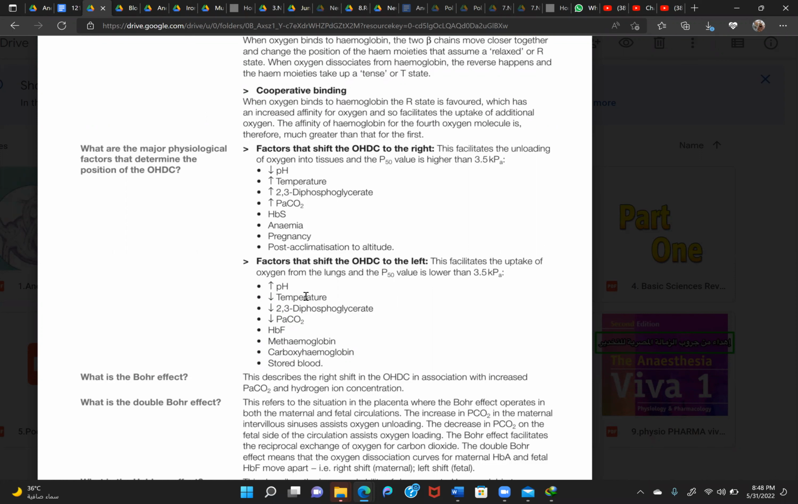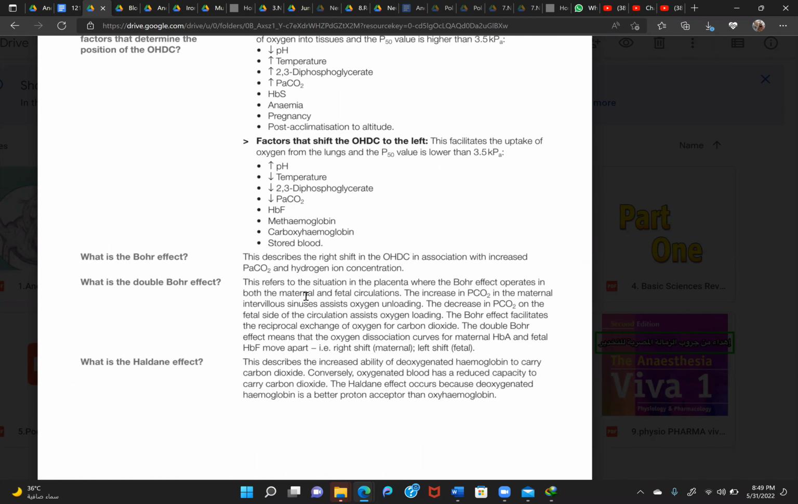Stored blood, why should it be on the left? Because it is acidosis. No, sir. Stored blood is more alkalotic than acidotic. Okay, I think this is because of citrate, am I right? Yes, and because stored blood has less 2,3 DPG. When cell lysis occurs, 2,3 DPG is decreased.